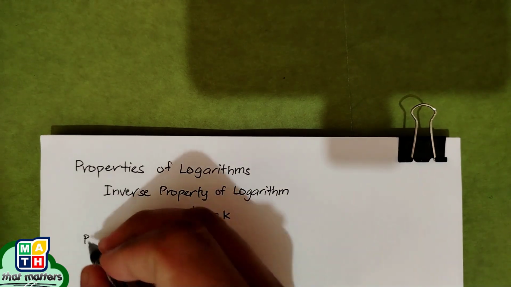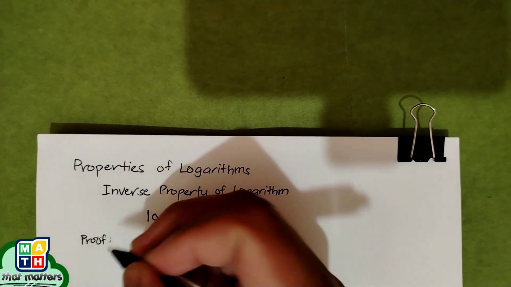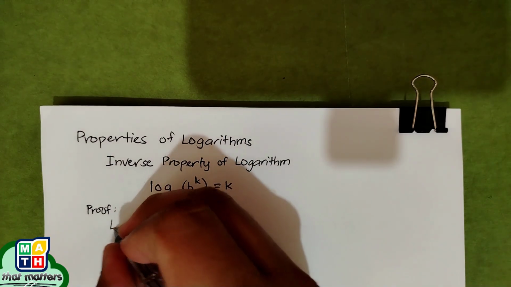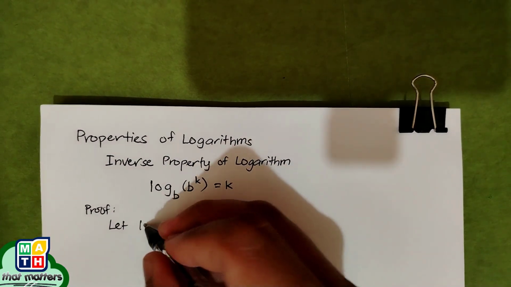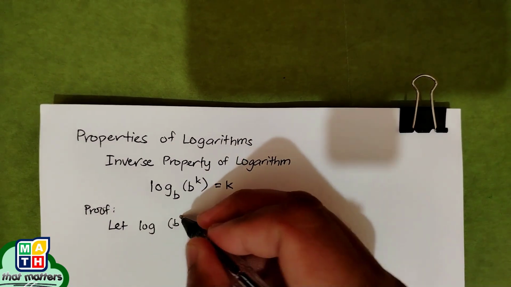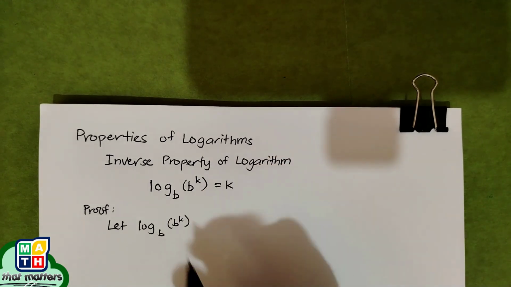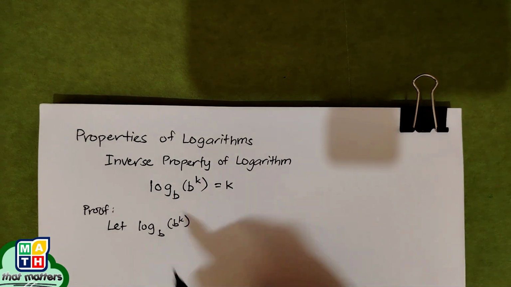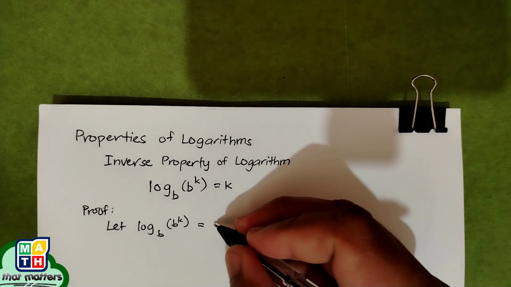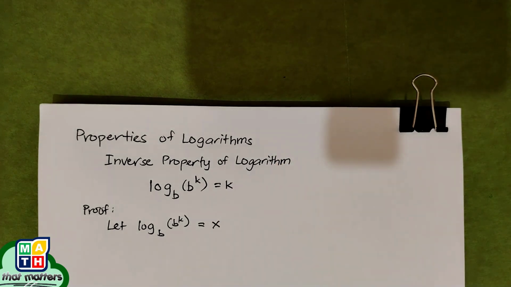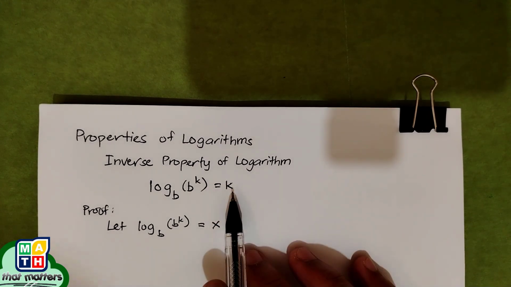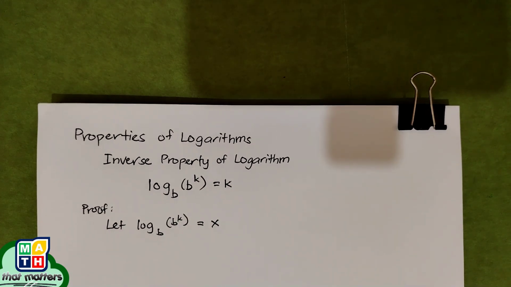For this proof, allow me to let the left-hand side, the logarithm of b to the power of k to the base b, be equal to any expression, let's say x. And later on, we're going to show that x here is just equal to k to prove this property.